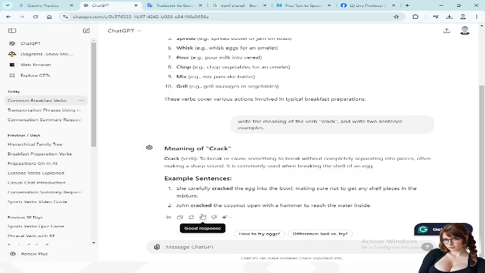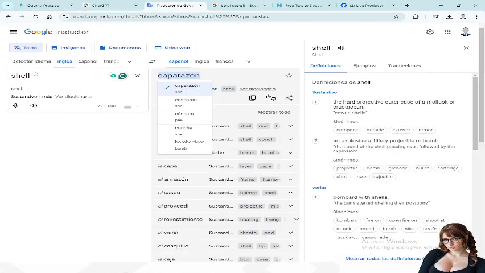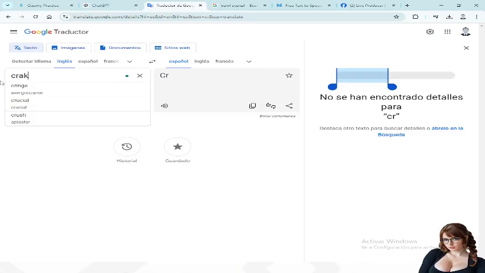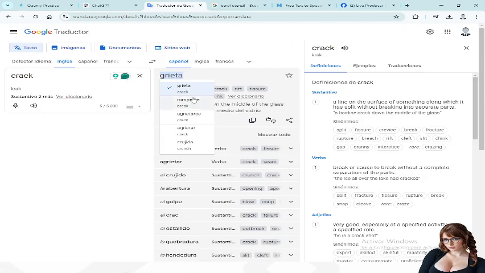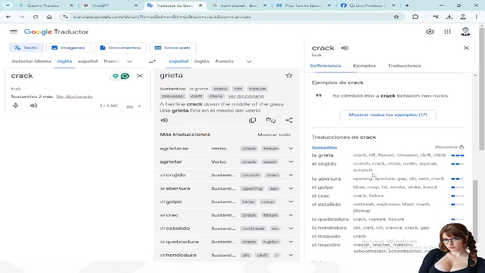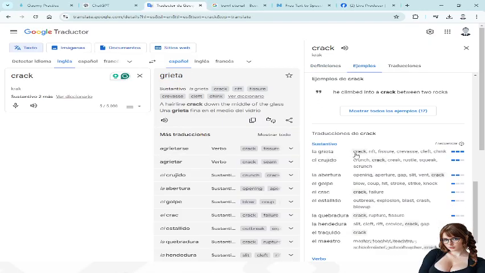Okay, right now I am going to write the word that I didn't know, that is crack. And what is the meaning of that word in Spanish? I think that a synonym is like a break or breakdown, or like create or make a fissure.